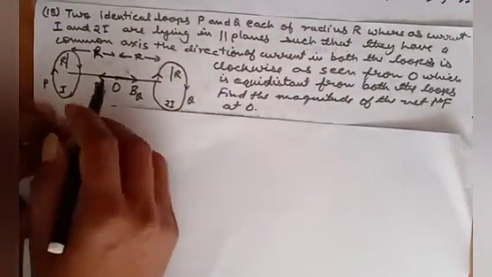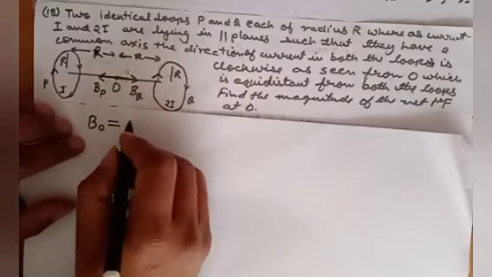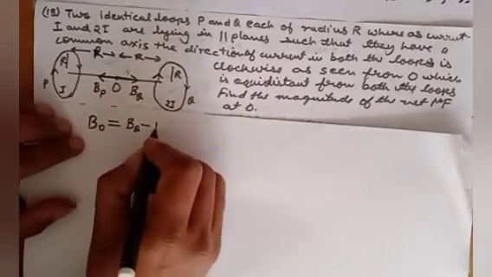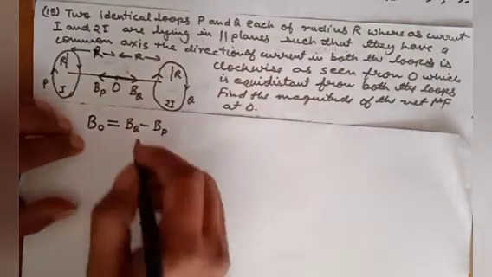So ultimately the magnetic field due to this coil is in this direction and this coil is in this direction, so we can write BQ minus BP. Why not BP minus BQ? Yeah, we can write that. The answer will come in negative. That's totally acceptable.